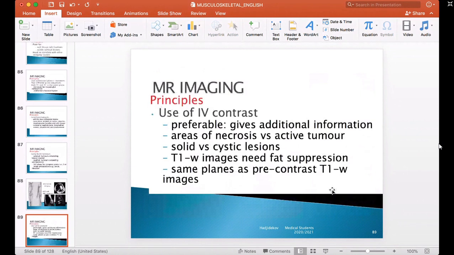We use contrast for characterization of the bone tumors, because this will give us additional information. This will delineate the necrosis from the active tumor, and also make a delineation between the solid and the cystic lesion. And the contrast is injected in T1 sequence, and we need fat suppression for better visualization. So if we suppress the fat, everything will be dark, and all the tumors which enhance with contrast will appear bright or hyperintense in T1 post-contrast.